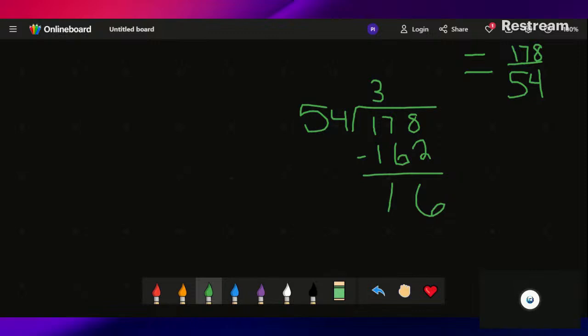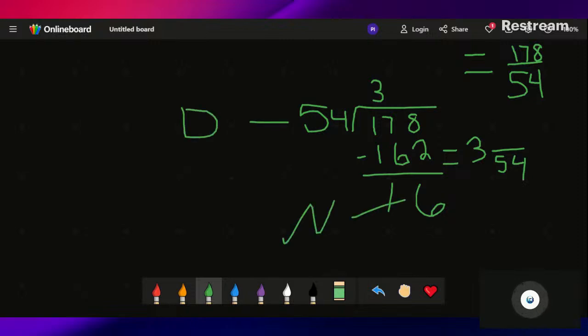So I'm going to write the 3 in the front. The denominator will be the 54. This is always going to be your denominator. This is always going to be your numerator, which is the remainder. And that is the 16. Okay?